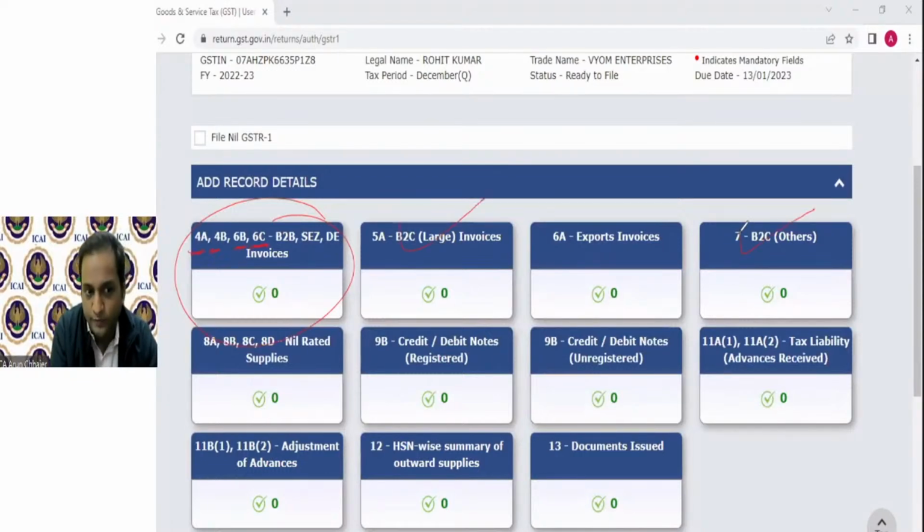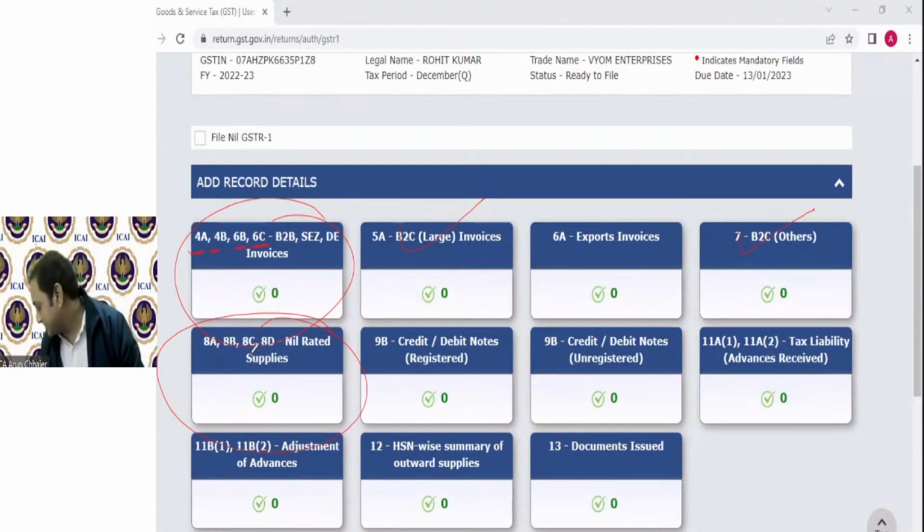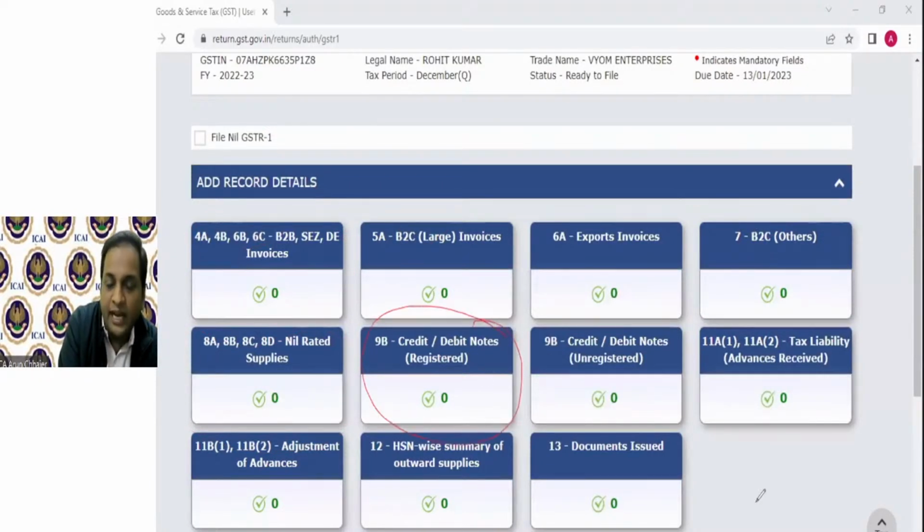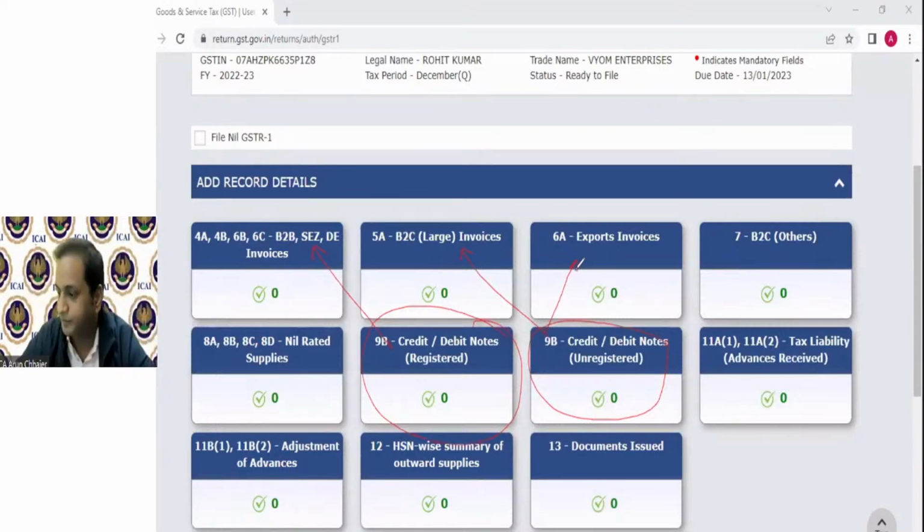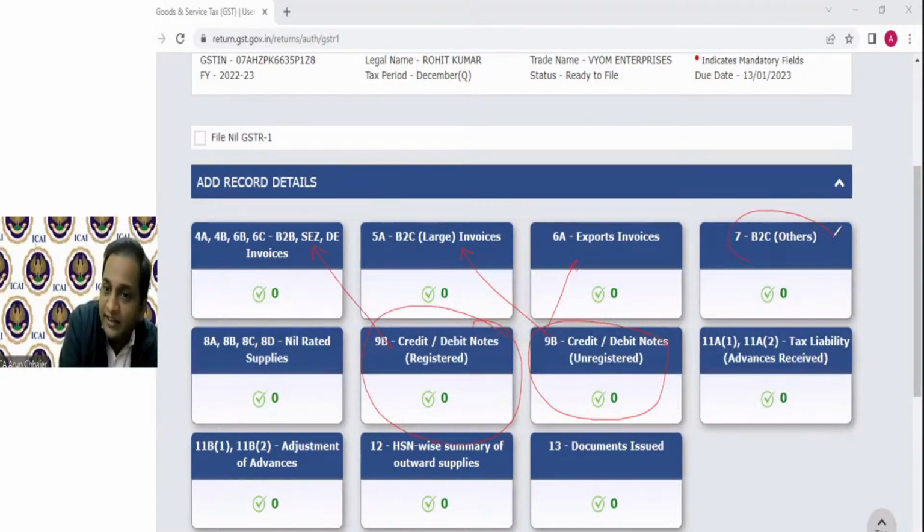5A and table 7 we have understood. What is the table 8? That is nil rated supply, non-GST supply or exempt supply. What is the table 9B? 9B is for debit credit note issued to the registered party. Debit credit note issued to the unregistered party, either table 5A or table 6A. For table 7 and table 8, there is no separate debit credit note table. Therefore, you need to put the net amount in the table 7 or table 8.